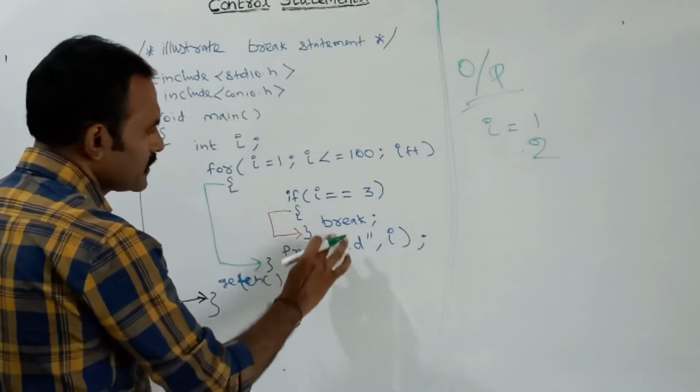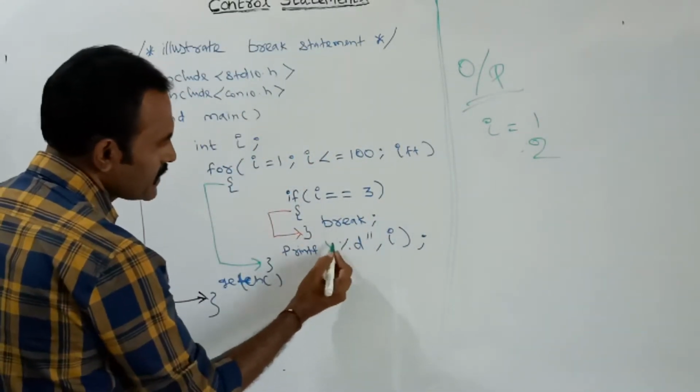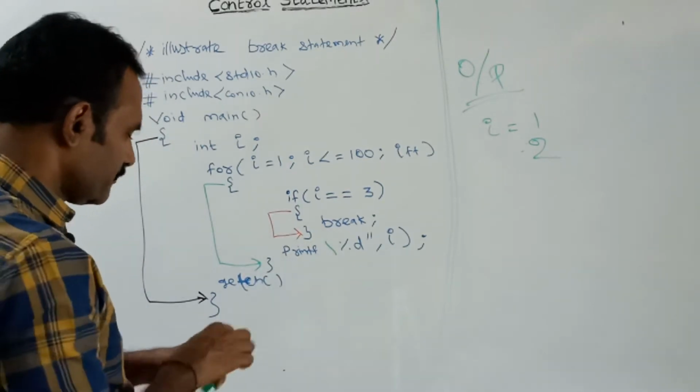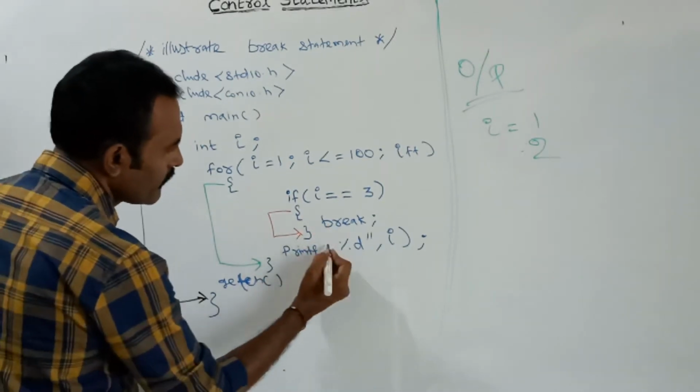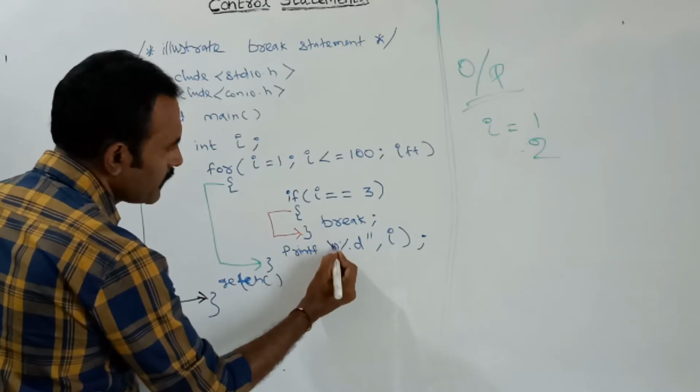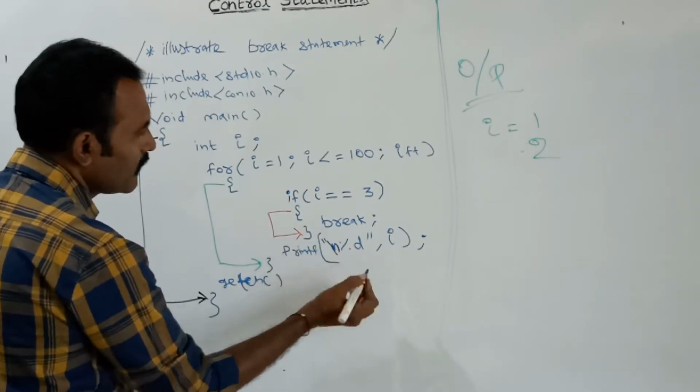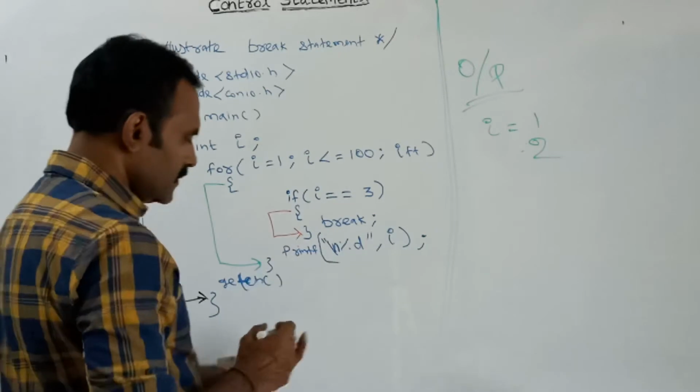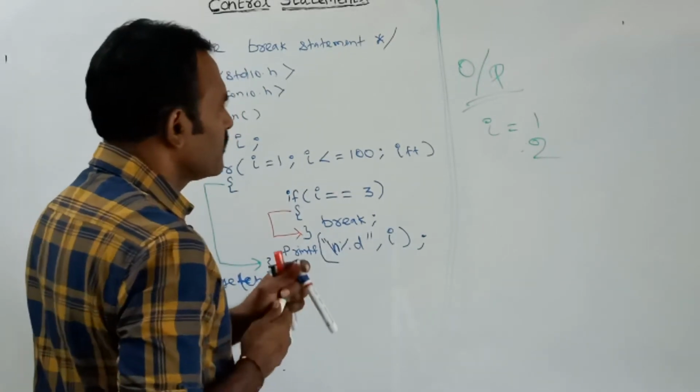Here let us use \n. \n means it will print line by line. Next it will increment the value.